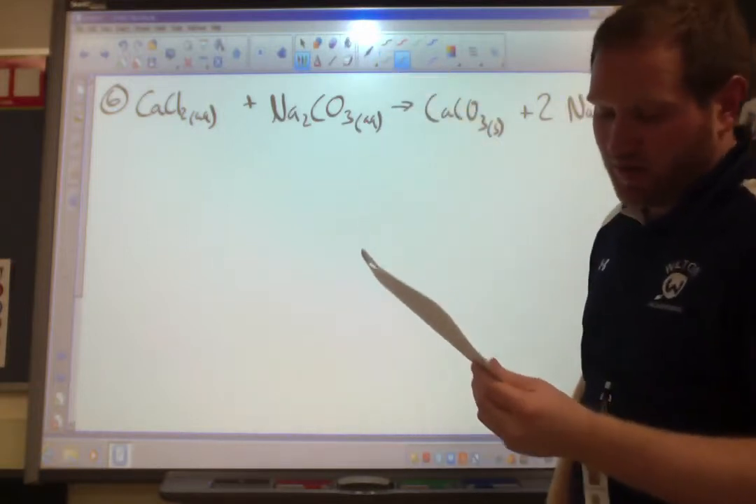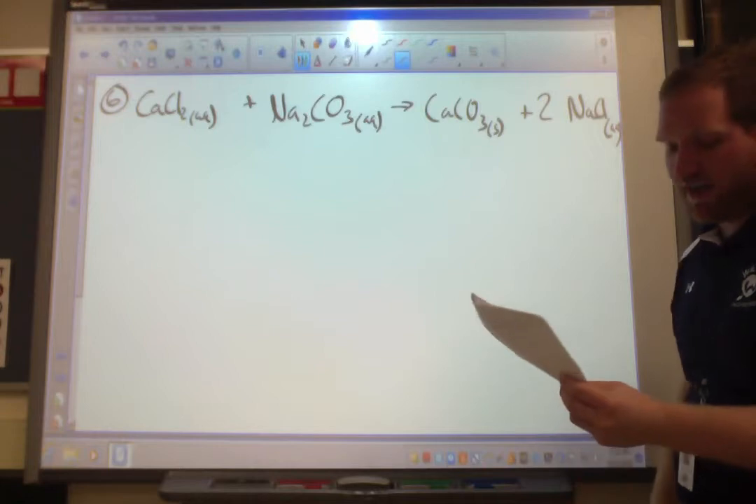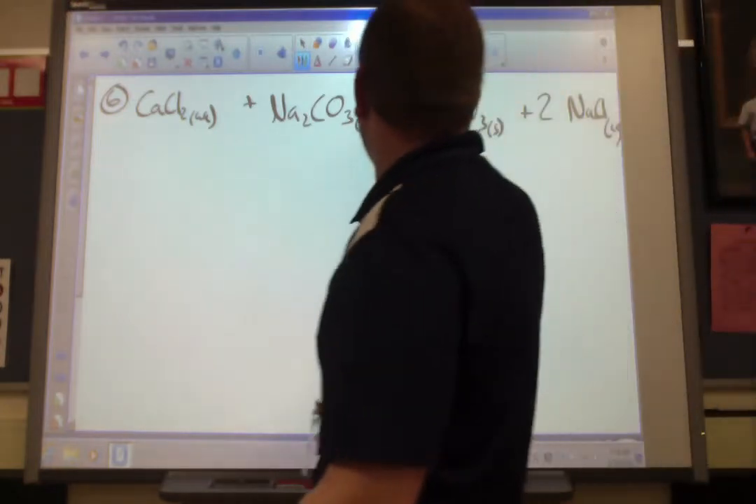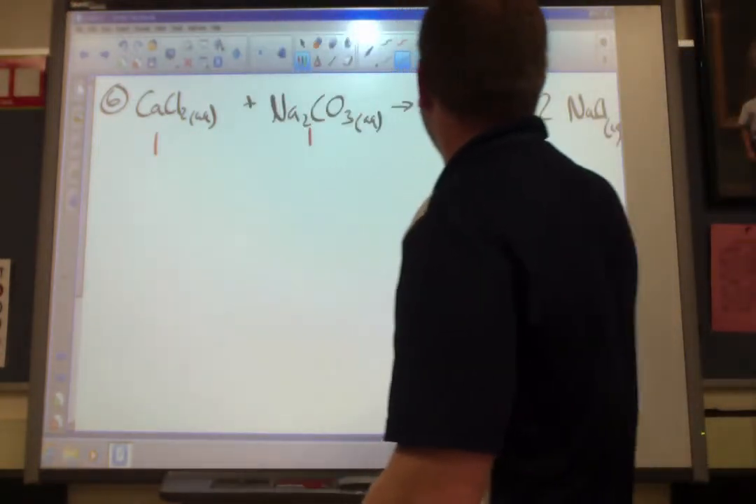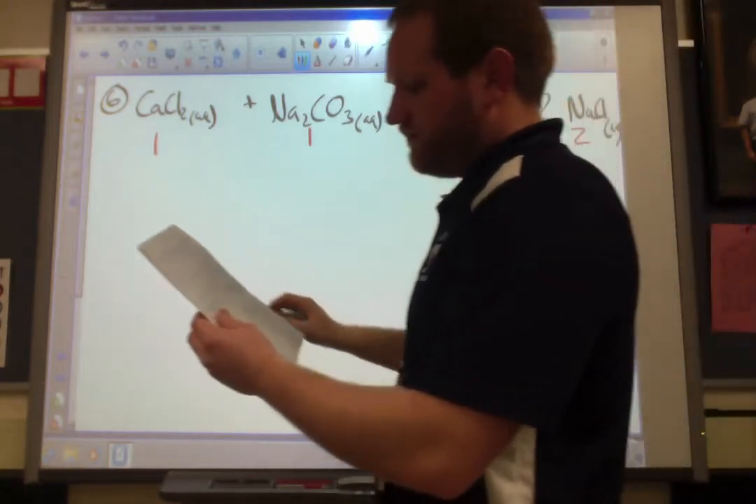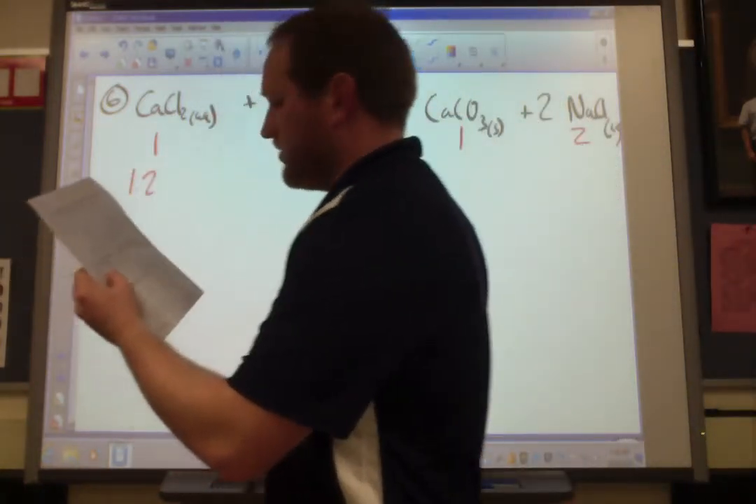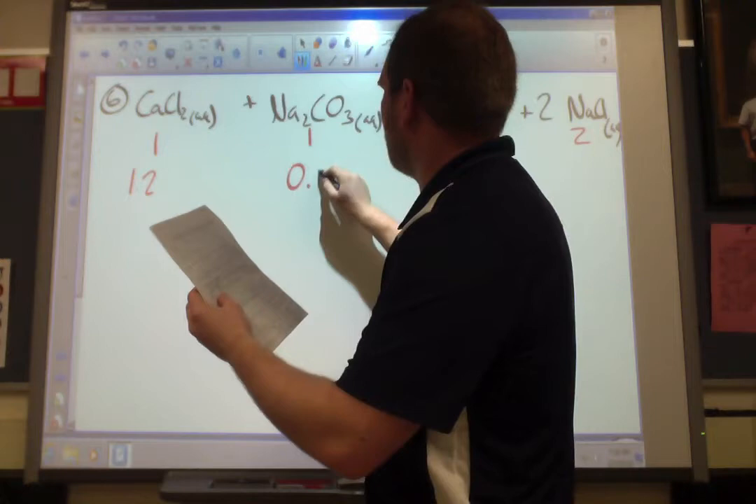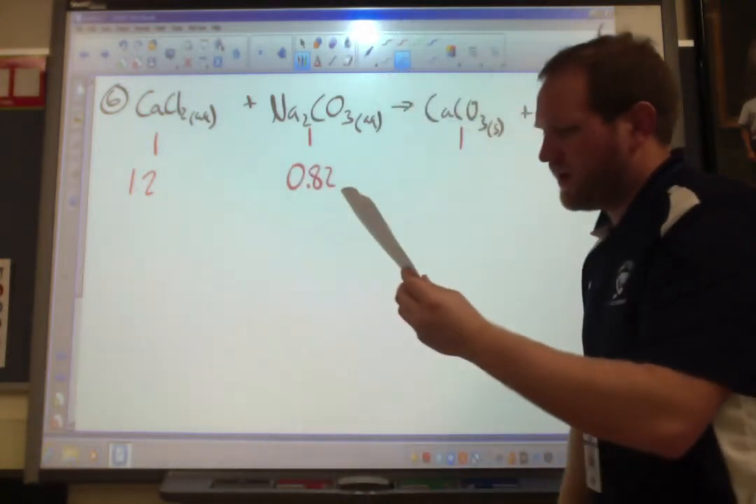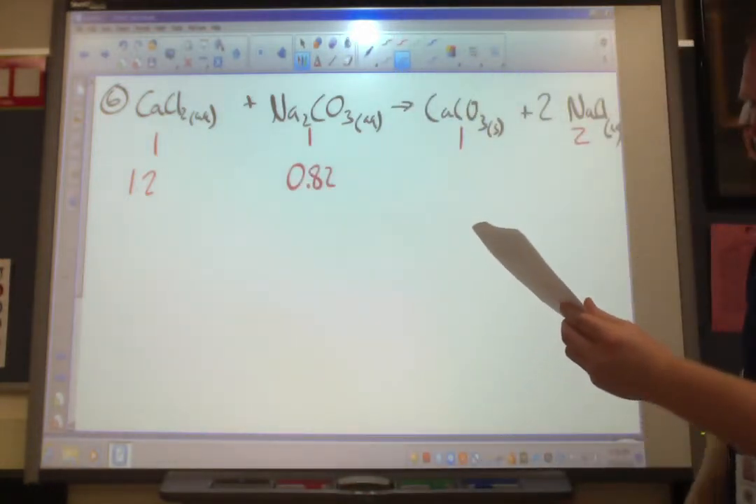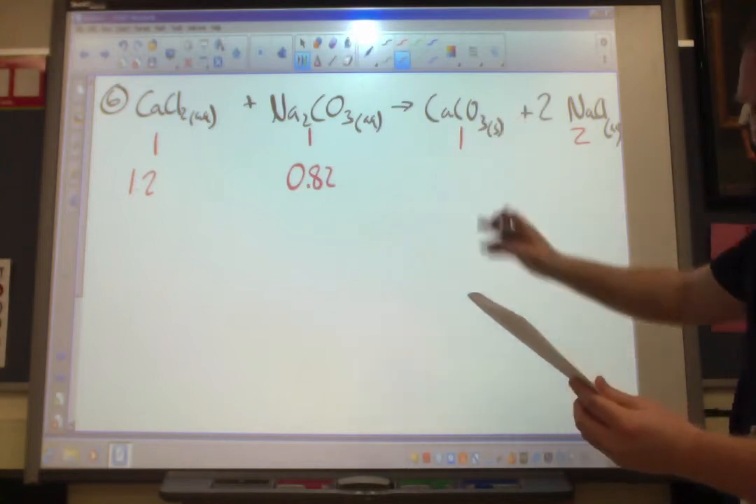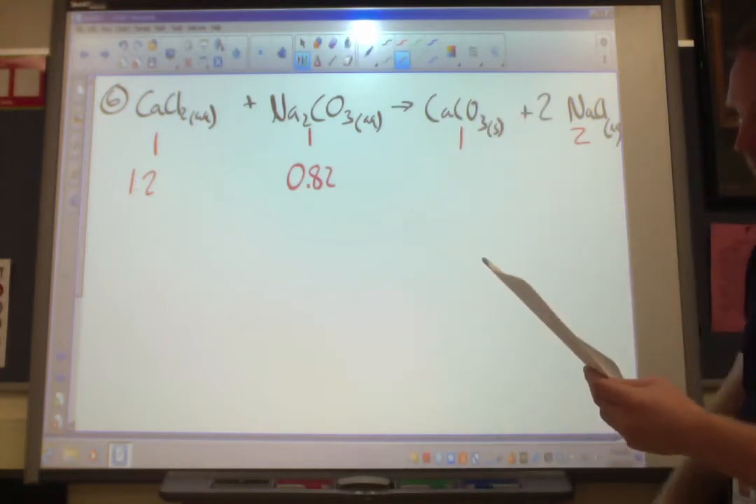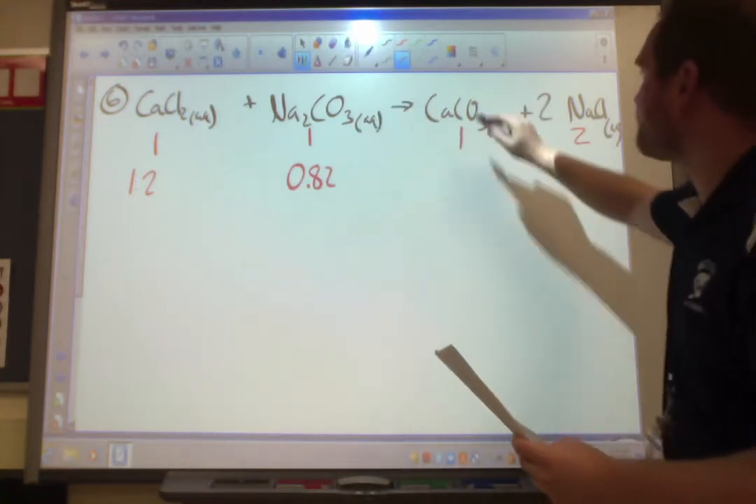Alright, so in this problem, I gave you one step already. I told you the moles instead of the grams. So my mole ratio is 1 to 1 to 1 to 2. I did 1.2 moles of this, added to 0.82 moles of this. And I'm not asking for anything over here. All I say is draw the sketch. But you'll see why this is important.